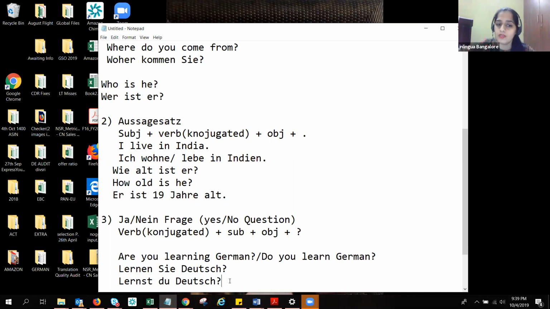If it is formal, you have to use Sie, with a capital S, and according to that there will be the ending. If it is informal, there will be du, and according to du, there will be the ending st. Okay.